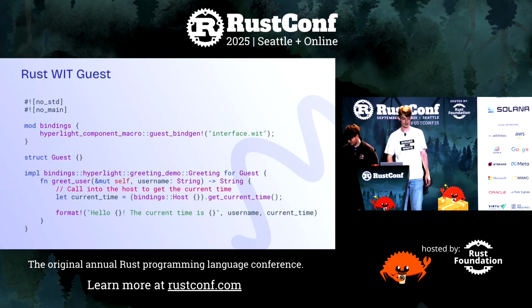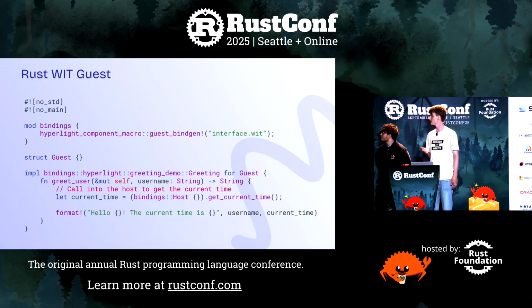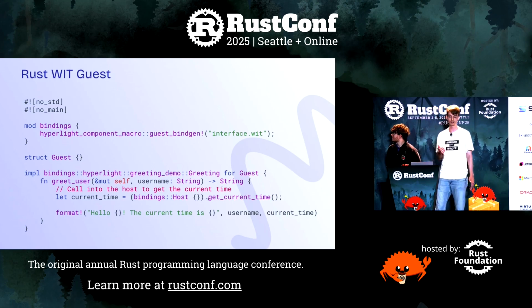So one trait that's generated is this trait called Greeting. We implement it for this struct Guest. And there's one function we have to implement because that was part of the WIT. It's called greet user, which takes in a username as a string and returns another string. And remember that the WIT also specified what the host provides to the guest, and that was a time service. So we can call into the host right here on let current time. And here we just call this Rust function, get current time.